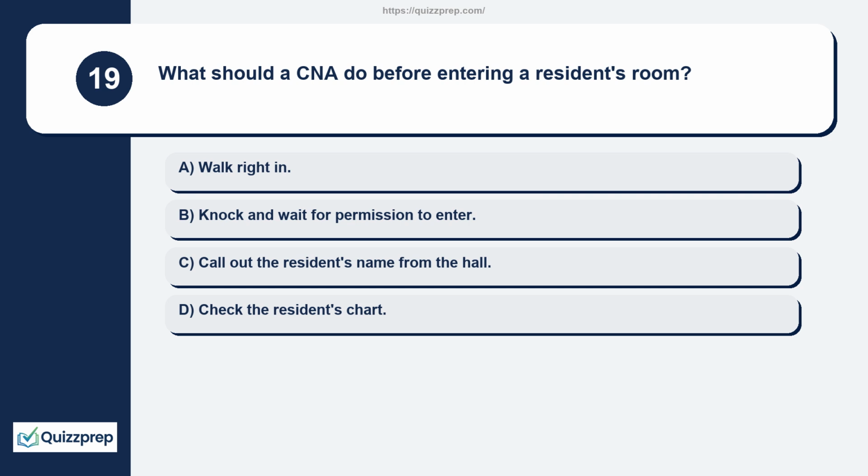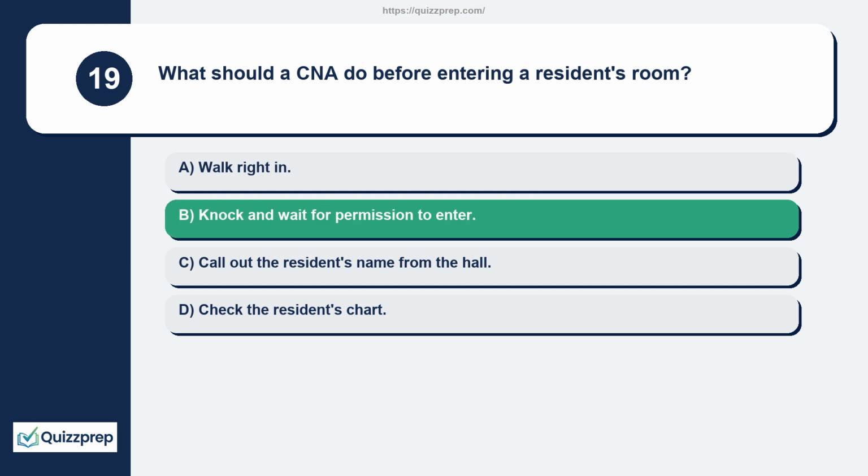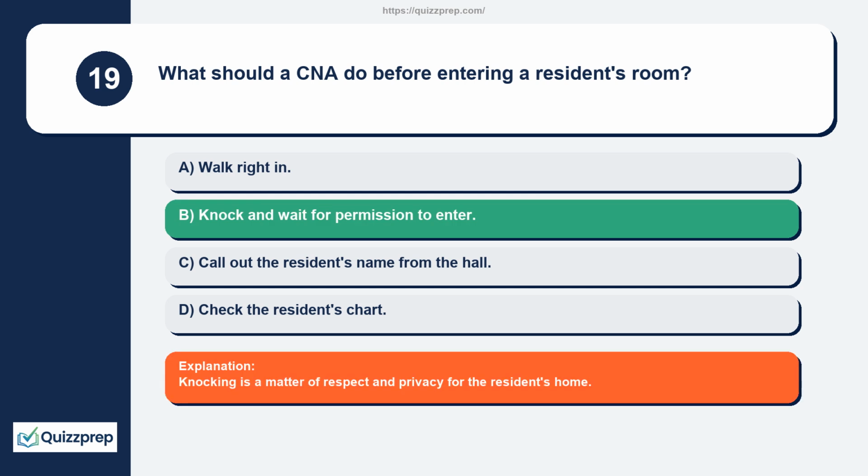Question 19. What should a CNA do before entering a resident's room? Walk right in, knock and wait for permission to enter, call out the resident's name from the hall, check the resident's chart. Knocking is a matter of respect and privacy for the resident's home.